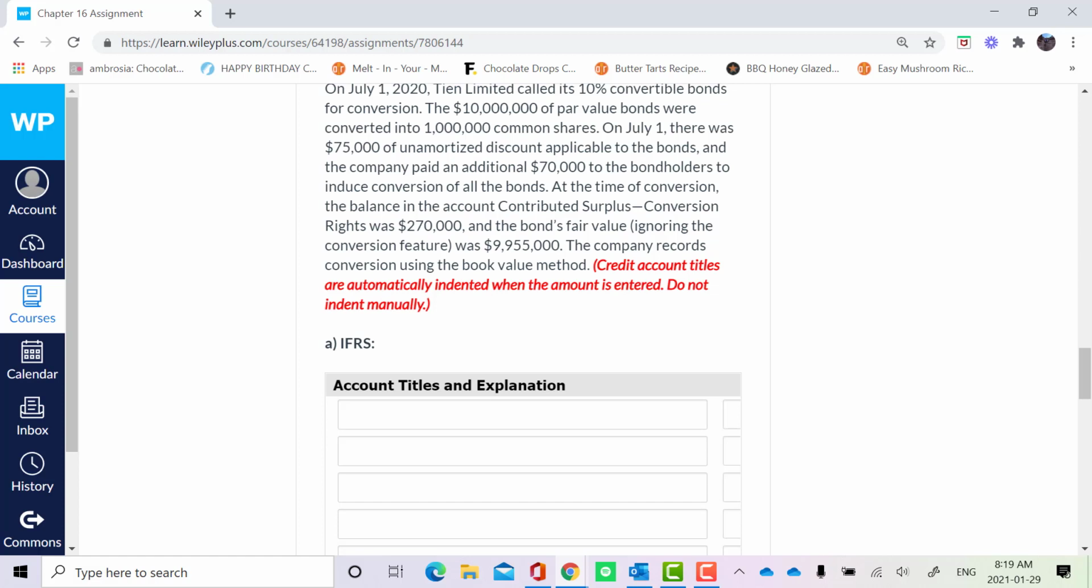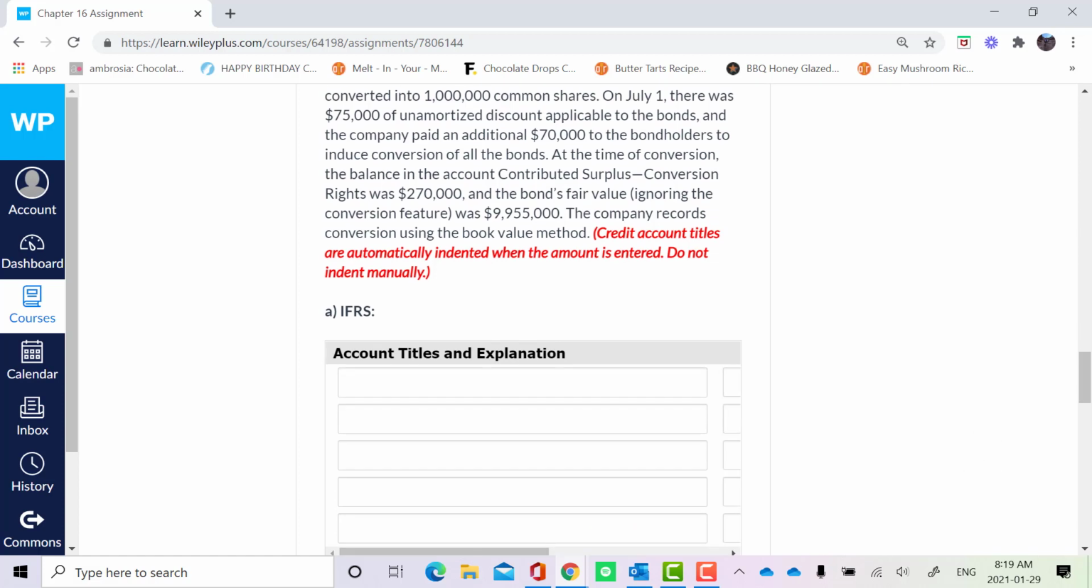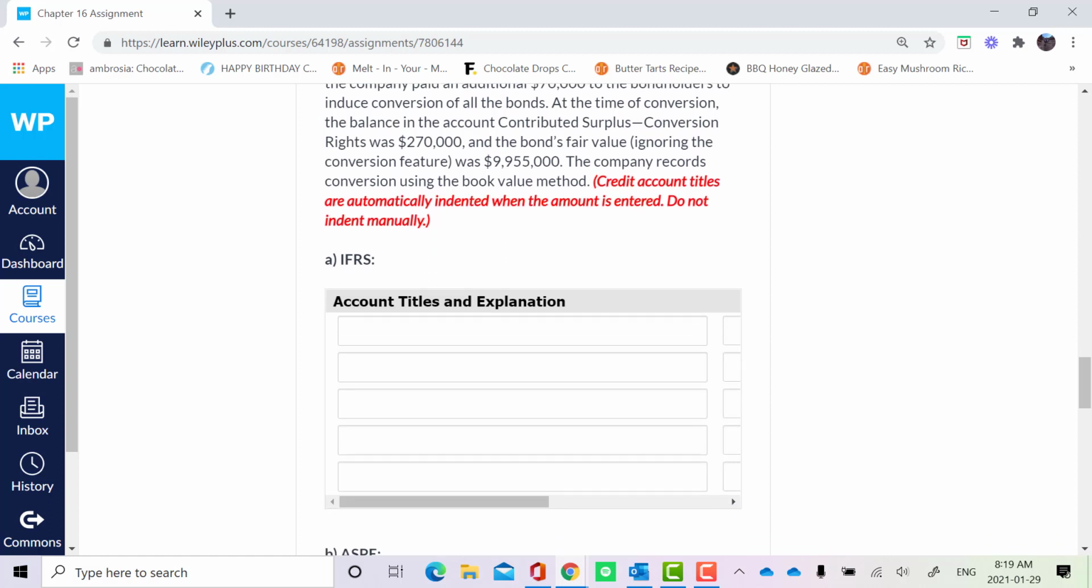We paid an additional $70,000 to the bondholders to induce conversion. So that is cash out. And for IFRS, it's recorded as a loss. I can't remember, loss on redemption of bond or loss on conversion of bond. That is not something I'm going to ask you on an exam. We're not going to get into redemptions with payments. The balance in contributed surplus, account 270, needs to go away, so you need to debit it. And the fair value is irrelevant for IFRS, sorry.